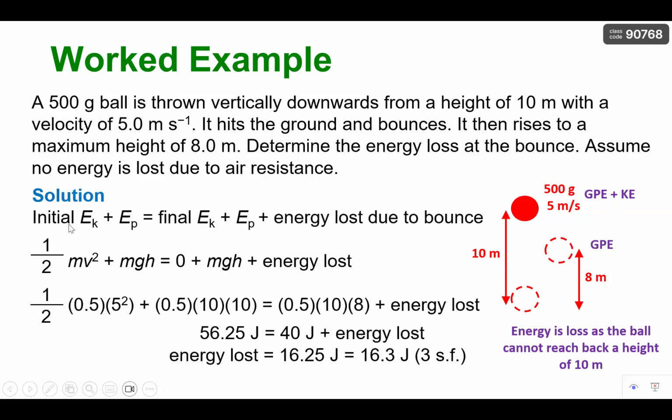So initially, I have kinetic plus gravitational potential store. At the end, I don't have any kinetic, it's 0. I have potential store plus energy loss. So if you were to substitute in, you should be able to get 16.3 joules of energy loss.